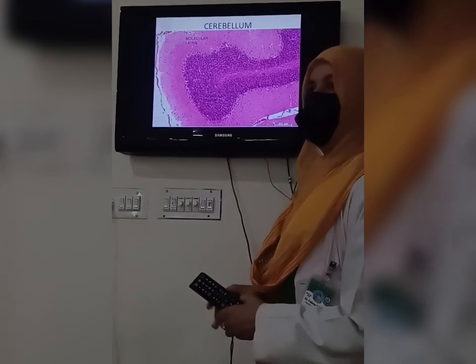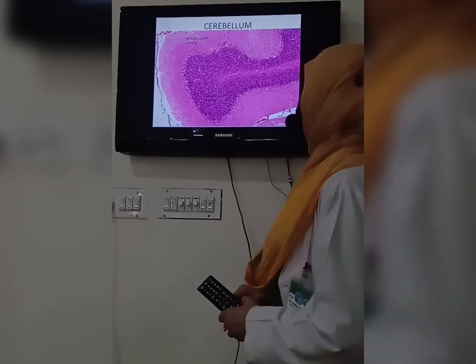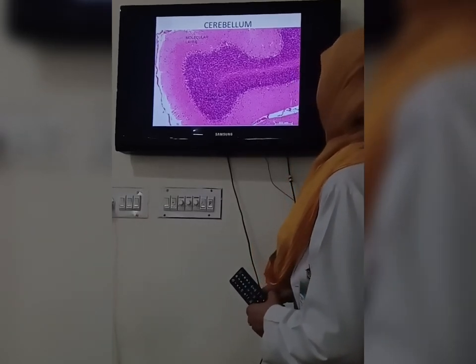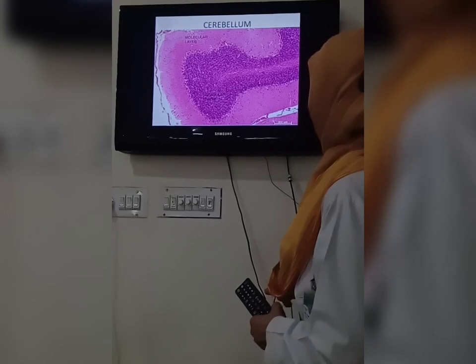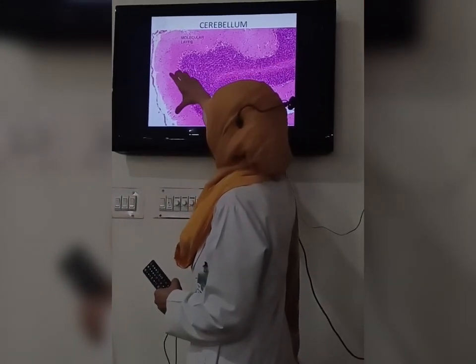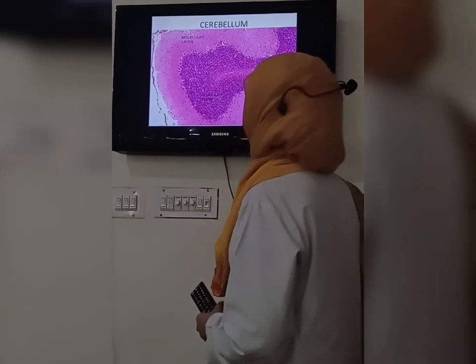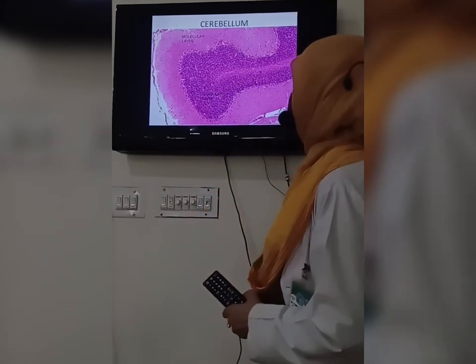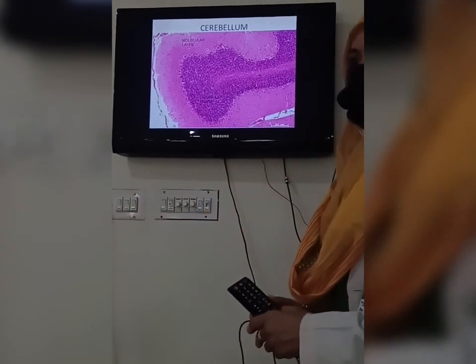So it is again a synaptic area in a sense, okay? And it would be showing so many parallel running axons. So a bundle of parallel fibers could be there, and it also shows two types of cells in it.